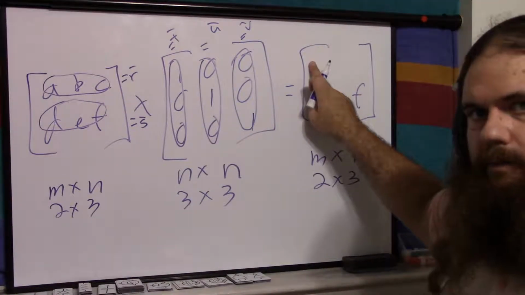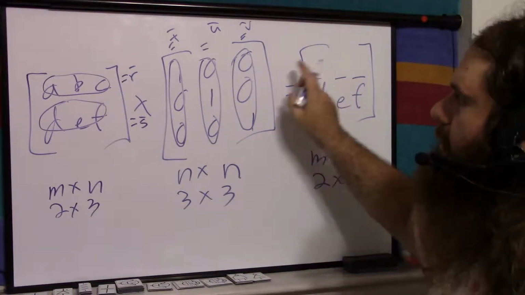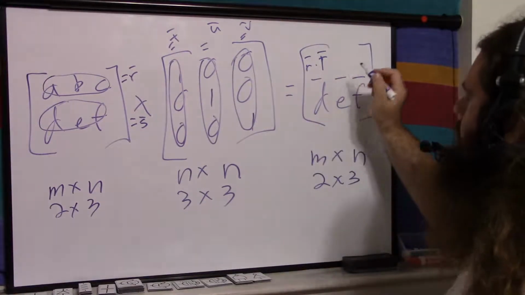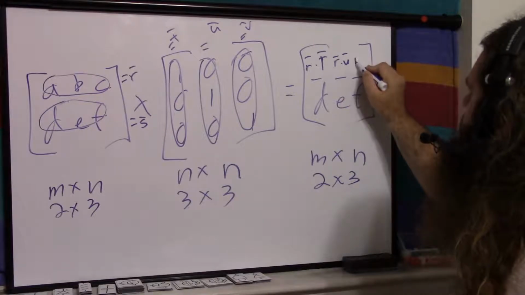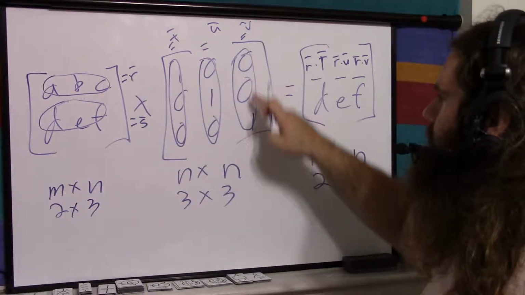So row 1, column 1 of the result. We know we have 3 spots here. So row 1, column 1 is going to be R dot T. Row 1, column 2 is R dot U. And then we have R dot V. Row 1, column 3. Row 1 is R, column 3 is V.